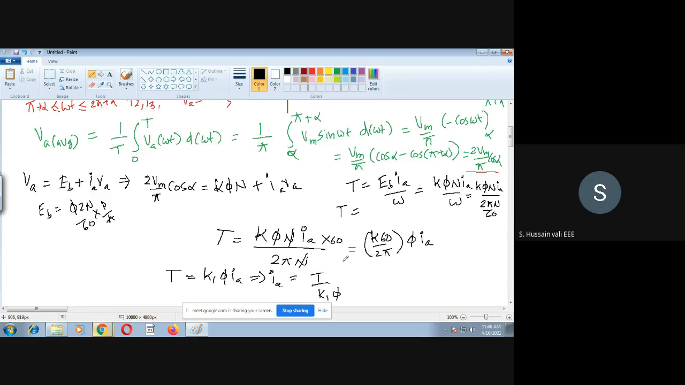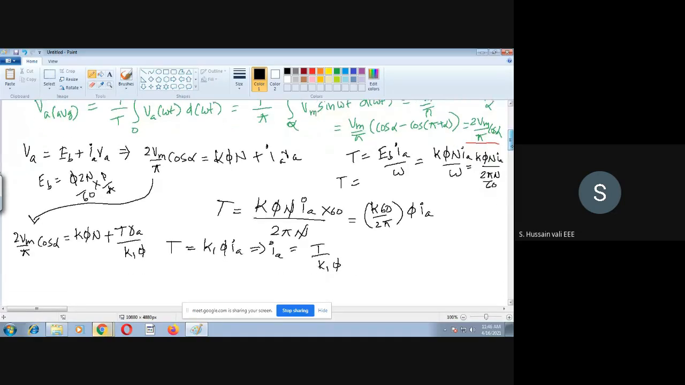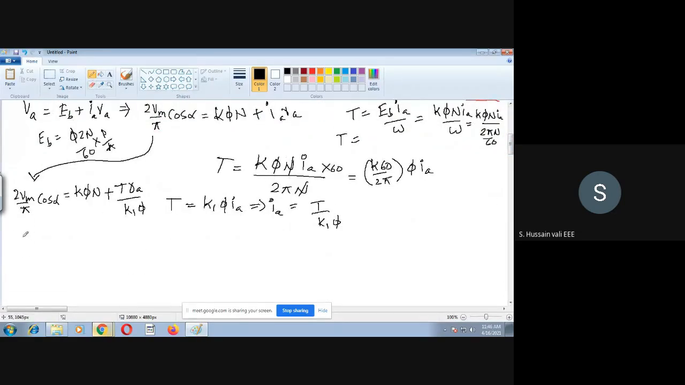Once we write this, then we substitute Ia here in this equation. So let me bring this equation here. Then 2Vm by pi into cos alpha is equal to k phi n plus T into Ra by k1 phi. Yeah, we can write this equation. Then further we can simplify this. I want to know what is n from this.